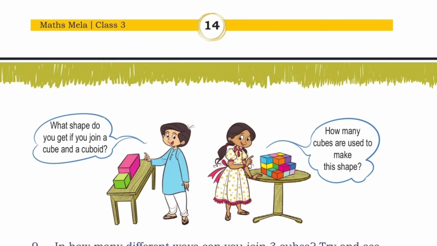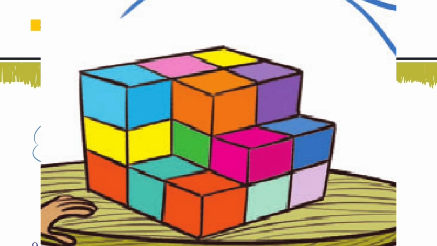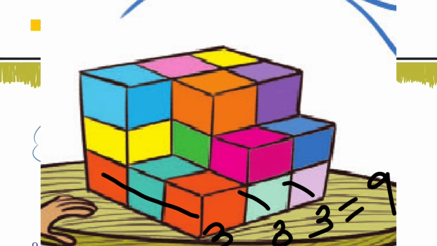Next question, they are asking how many cubes are used to make this shape. This is a little difficult because we cannot see the back side of this shape. Only the front side is visible, but we can guess and write the answer. First we will check the bottom row. In the bottom row we have 3, 3 and 3, which is 3 plus 3 plus 3 equal to 9. So we have 9 cubes in the bottom.